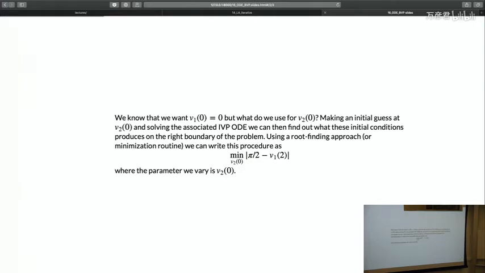So now I have to actually come up with an idea. I can solve this once, but then I need to figure out how to make a new guess. So if I don't hit UB, how do I decide where to go? In this particular case, we're just going to minimize the difference between pi over 2 and v1 at 2. So this is just the boundary condition. We're minimizing the distance between where I actually calculate the solution at 2 and the true value that I want to hit. And we can vary the parameter. In this case, it's easy. We can just use a bisection method, stuff from root finding or zero finding. Sometimes it gets a lot more complicated than that.